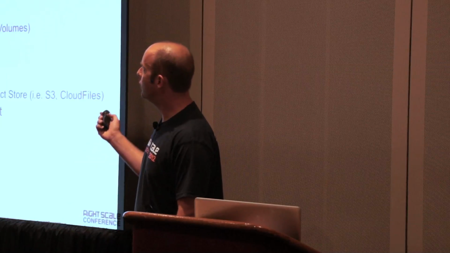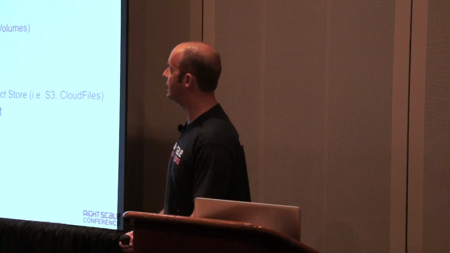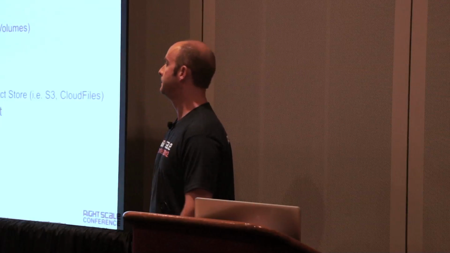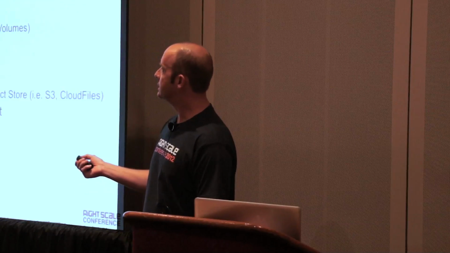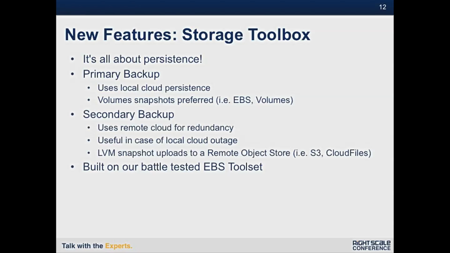Our storage toolbox is a base server template that we use. We actually put it under our database manager ServerTemplates for backing up and restoring database snapshots. The two constructs in the storage toolbox are primary backup and secondary backup. Primary backup uses the local cloud storage available to the VM. So if there are volumes, we use volumes for snapshotting, like EBS volumes, CloudStack volumes. It's the fastest way to back things up that we found, so we use that when it's available.